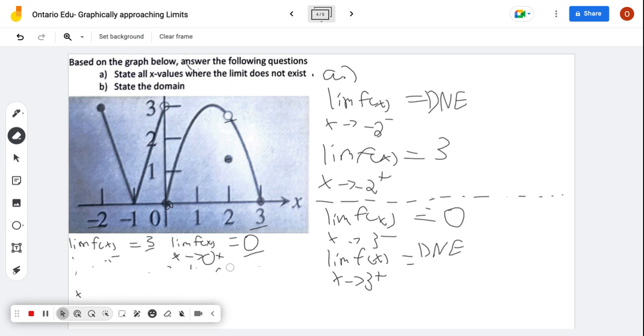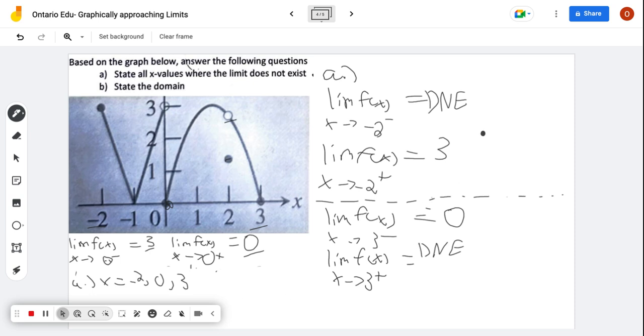We have 3 points now. Let me quickly rewrite this one. Now, since these three limits, when they approach their x values, do not exist, our answers for A are that the x values where the limit does not exist are when x equals -2, 0, and 3.